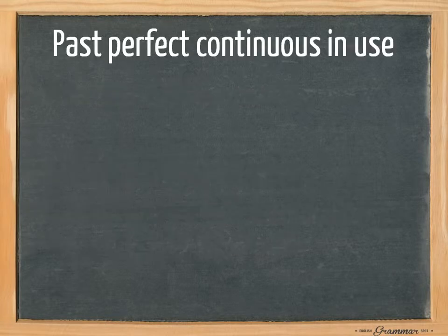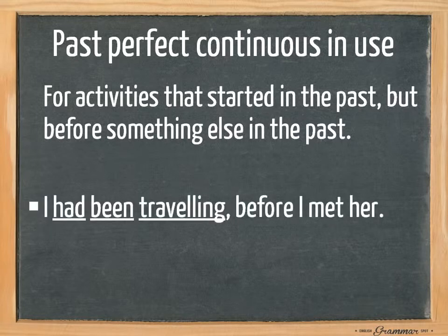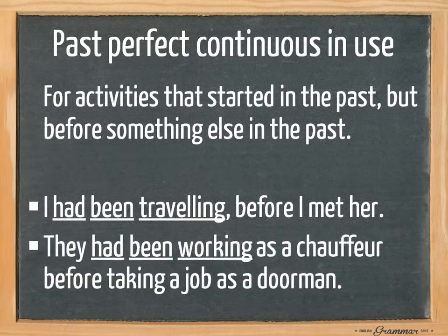Now let's have a look at when we use the past perfect continuous. We use the past perfect continuous for activities that started in the past but before something else in the past. For example, I had been travelling before I met her. So I started travelling in the past, it lasted for some time, and then I met a specific person. All these things were completed in the past.